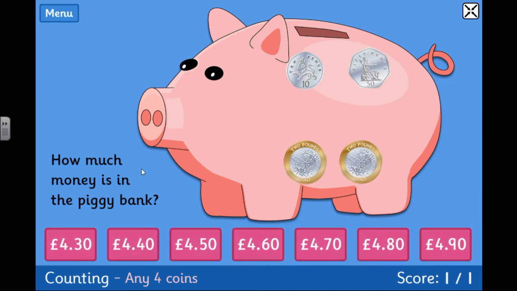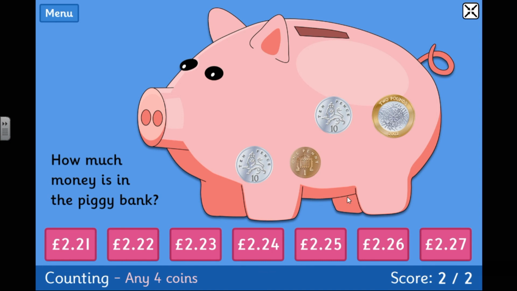This one, we have got 2 £2 coins. So £2 add £2 gives you £4. So keep that in your head. Then you've got your 50p add 10p, which is 60p. £4 add 60p is £4.60.